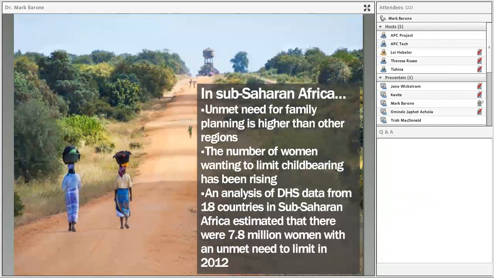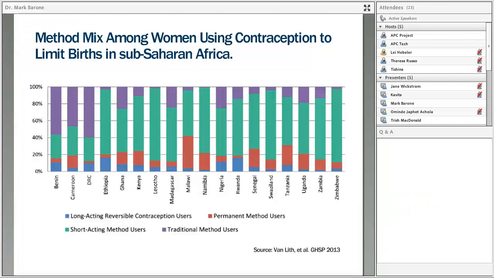An analysis of DHS data from 18 countries in sub-Saharan Africa, conducted by Van Lith and colleagues, noted that in 2012 there were an estimated 7.8 million women with an unmet need specifically for limiting future birth. In addition to that unmet need among those wanting to limit future birth, there are a large number of women who want to stop childbearing who are using less effective and more inconvenient short-acting methods, and as Kavita just mentioned, methods that are not as cost-effective, instead of more effective methods such as female sterilization.